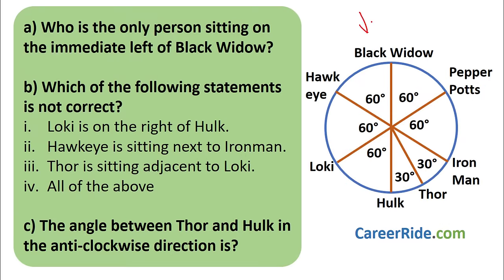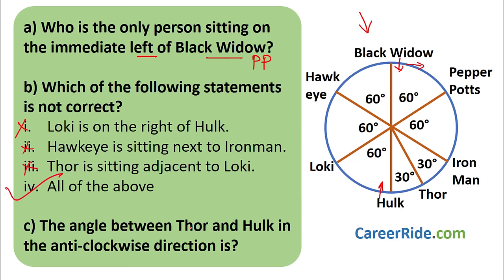Again, the Avengers wanted a nice diagram, so we gave them a very artistic diagram, okay, very neat and clean. Now, who is the only person sitting on the immediate left of Black Widow? Everyone is facing inside. Left for Black Widow would be this. Answer is Pepper Potts. Which of the following statements is not correct? Loki is on the right of Hulk. Hulk facing inside, right is this side, but Loki is on the left. This is not correct. Hawkeye is sitting next to Iron Man. Hawkeye, Iron Man, not correct. Thor is sitting adjacent to Loki. Loki, Thor, not adjacent. Answer is fourth. All of the above. Okay, read all the options carefully.